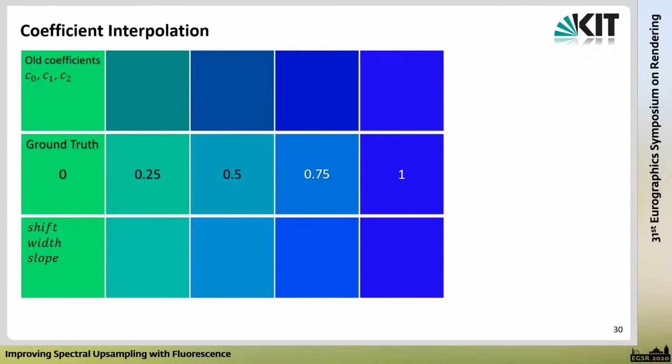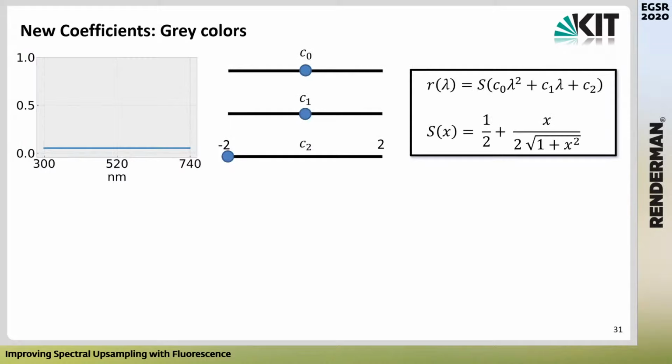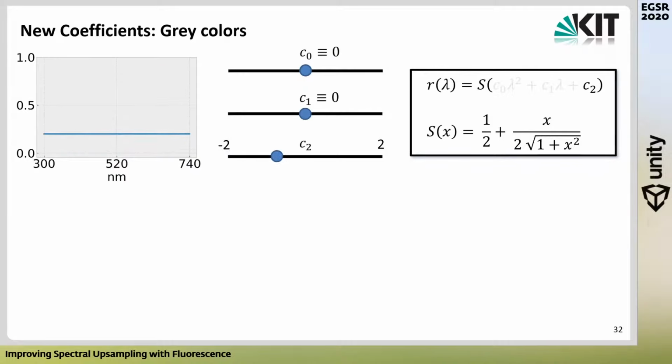Now, if we go back to the example from before, the result of interpolating the coefficients is overall closer to the ground truth. However, this new parameterization also comes with some issues. The first one is modeling highly unsaturated, or in other words, gray colors. With the old model, such colors could be represented simply by setting the first two coefficients to 0 and using the last parameter to control the brightness of the resulting constant spectrum.